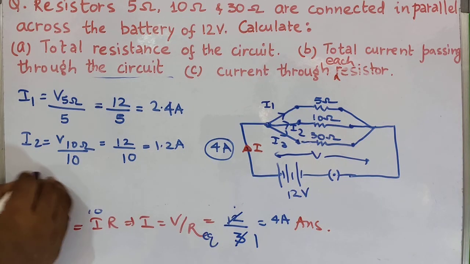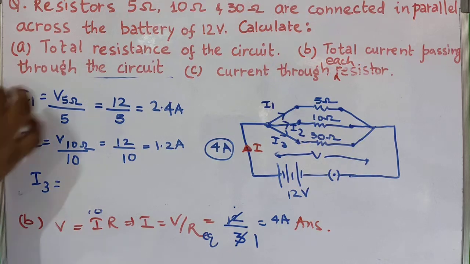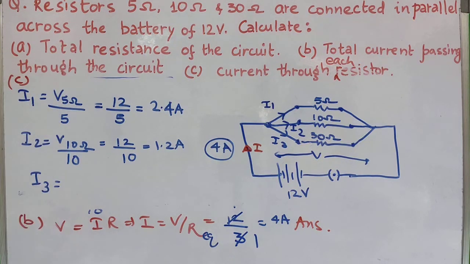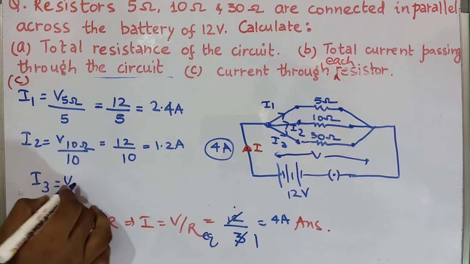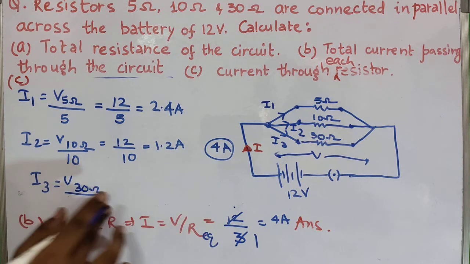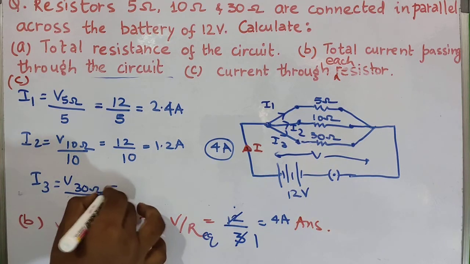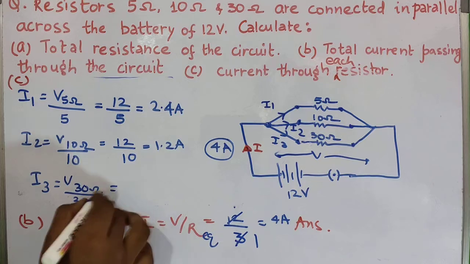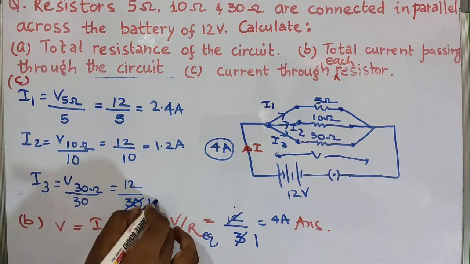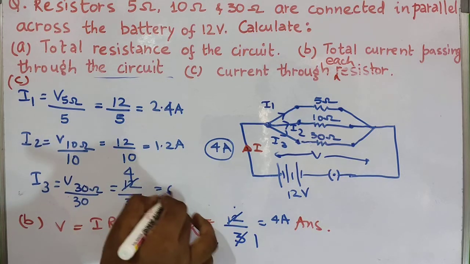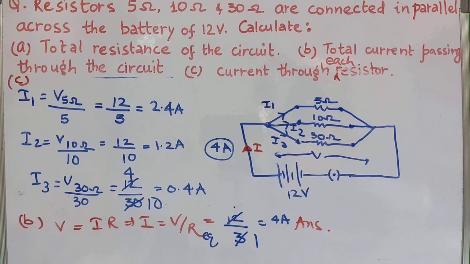For I3, I am solving it for the C part. I3 is equal to the voltage across 30 ohms divided by the resistance of 30 ohms. So what is the current? Voltage 12 divided by 30. So 3 tens are 30, 3 fours are 12. So this is equal to 0.4 amps.